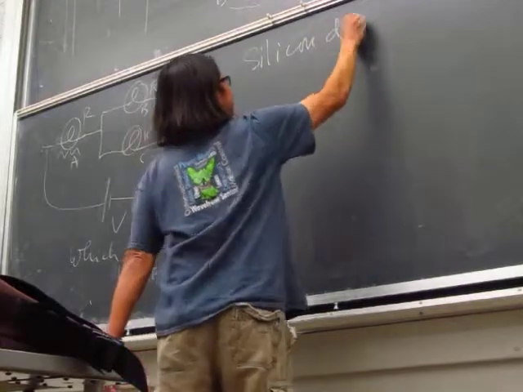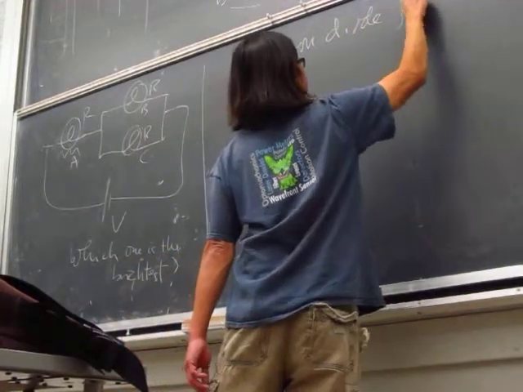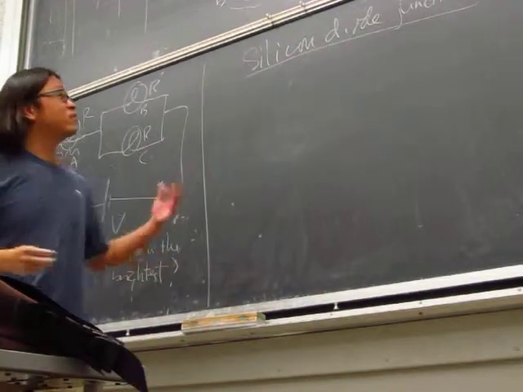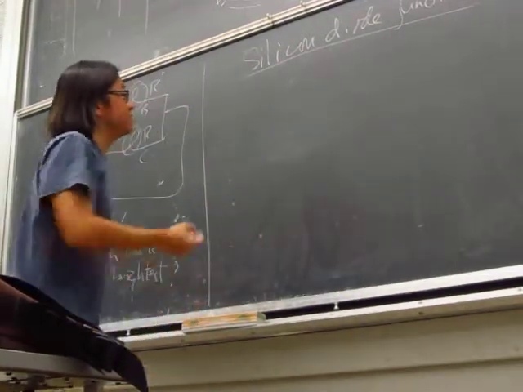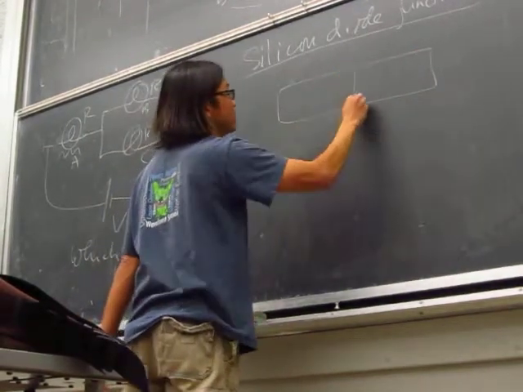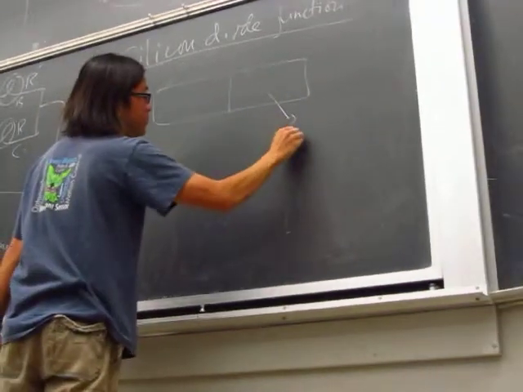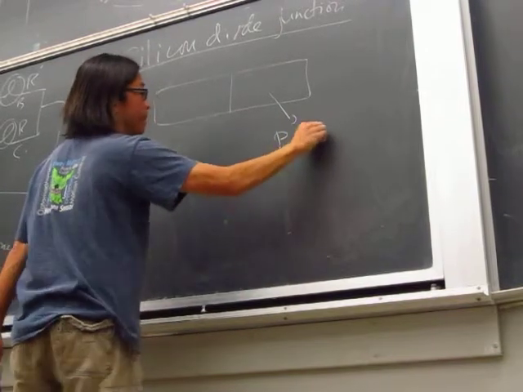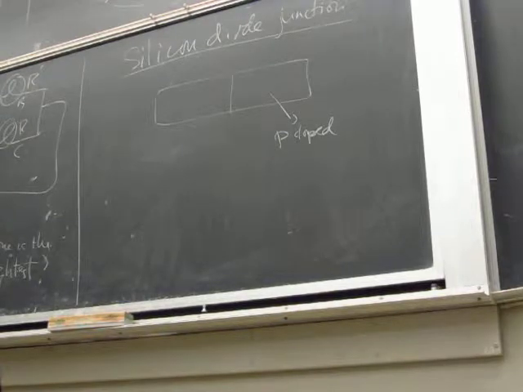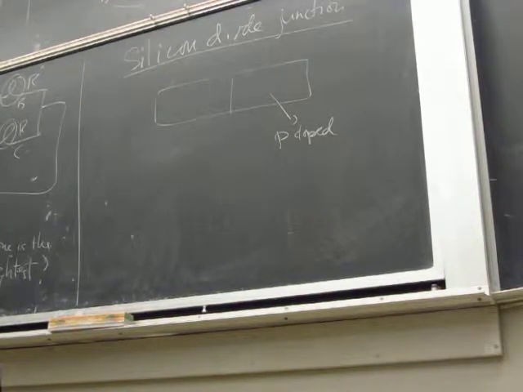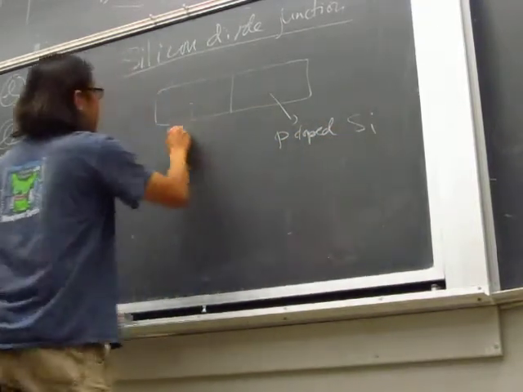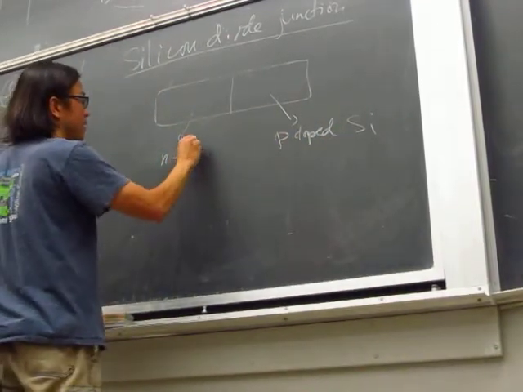Silicon diode junction. You don't have to know much about PN junctions. For this problem, you just have to know a few things. So yeah, this is P-doped. Do you want to specify which one is which? It doesn't matter. You have P-doped silicon, and you have an N-doped silicon here.